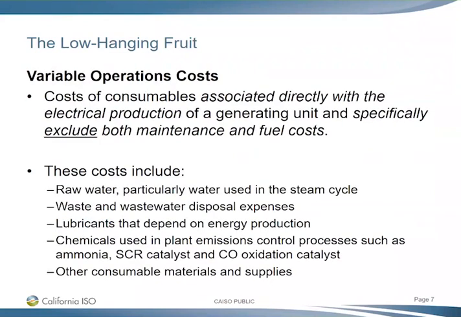Next, we have variable operations costs. These are the cost of consumables. These are associated directly with electrical production and specifically exclude both maintenance and fuel costs. These types of costs are raw water, particularly water used in the steam cycle, waste and wastewater disposal expenses, lubricants that depend on electricity production, chemicals used in plant emission control processes and CO2 capture, such as ammonia, SCR catalysts, and CO oxidation catalysts, as well as any other consumable materials and supplies.